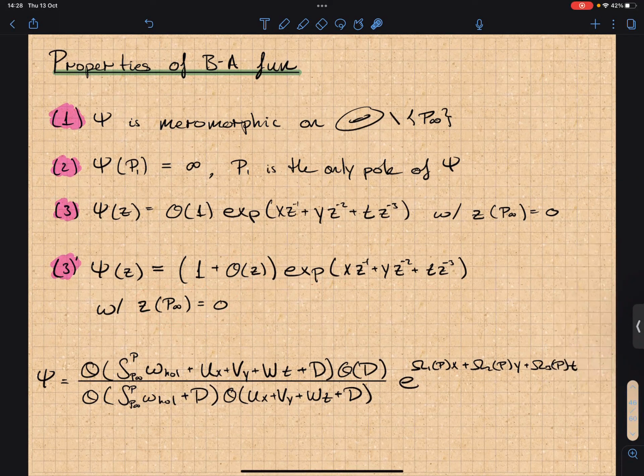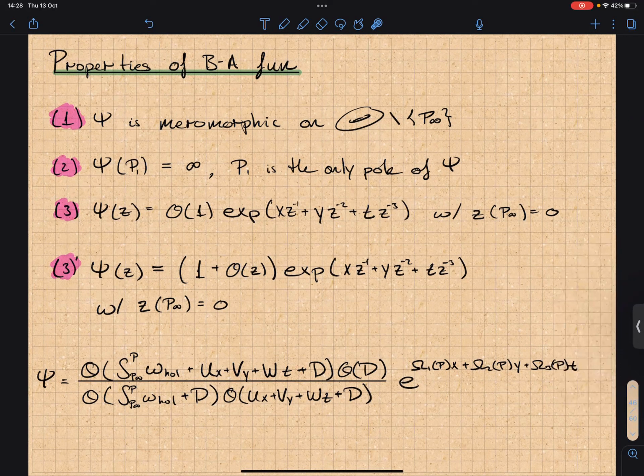So let me go through some of these properties and motivate them a little bit, and give some intuition for how one could show these things. I think for the most part, they're somewhat straightforward.